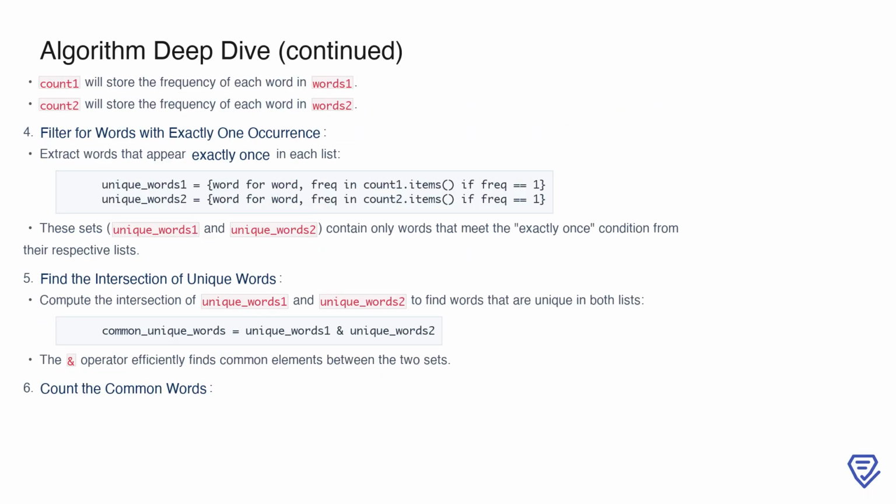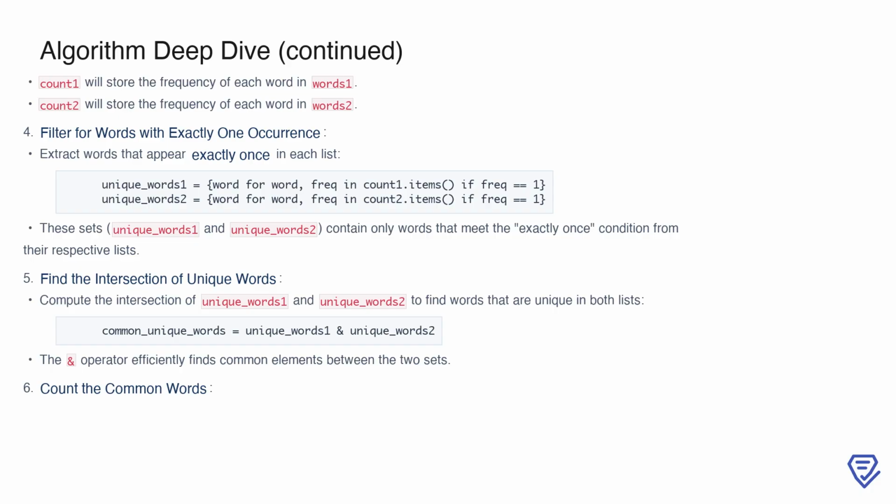Now that we have the word frequencies stored in count1 and count2, the next step is to filter for words that appear exactly once in each list. To do this, we iterate over the items in count1 and count2, selecting only those words where the frequency equals 1. These words are stored in two sets, unique_words1 and unique_words2. Sets are particularly useful here because they allow us to focus on unique words while enabling efficient operations like intersections.